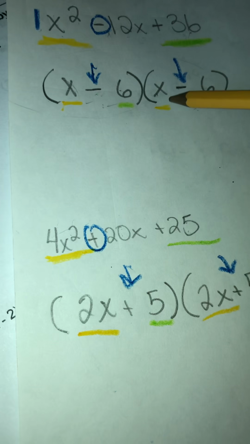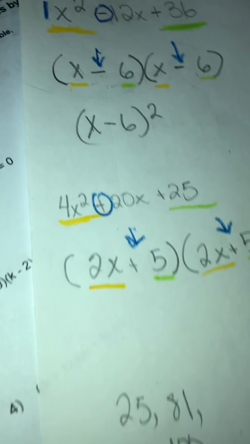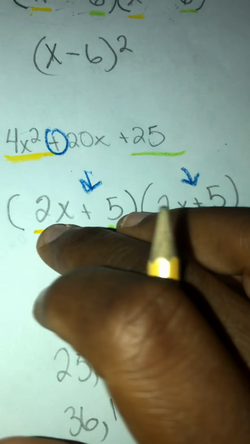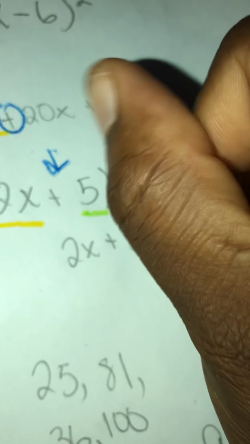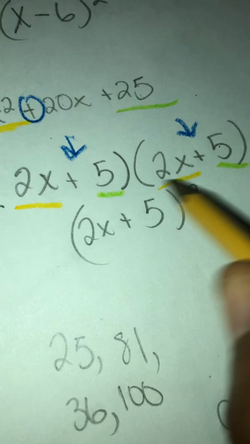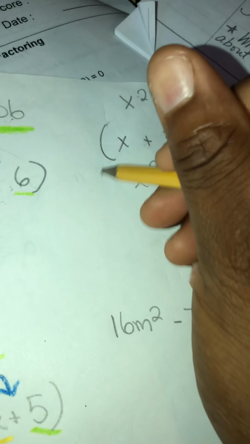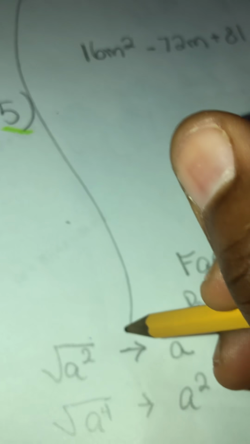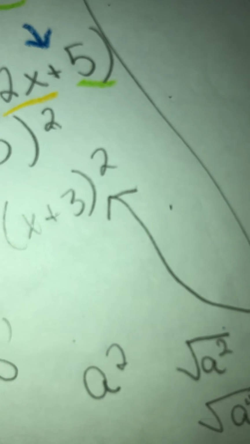Now, you will notice that this term and this term, this term and this term, the whole binomials are the same. So I could just combine them and put x minus 6 all squared. Down here, they're also the same. So I could put 2x plus 5 all squared. So that means I have 2 of them. Okay? And for the last one, same thing. So I have 2 of these. So I just have x plus 3 to the second power. Okay?